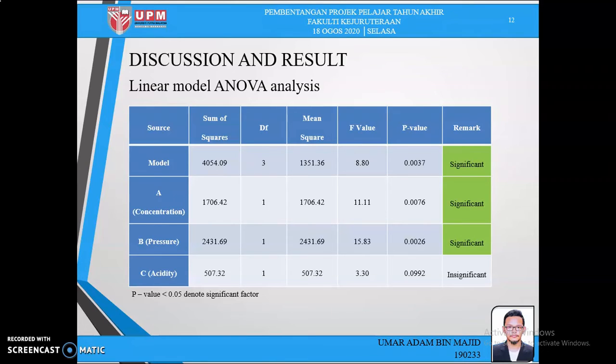This is the result of the ANOVA analysis. In this ANOVA analysis of the linear model, the factors are tested independently without taking into account the interaction between the factors. So the factors are analyzed independently. Hence, the result is similar to OFAT, where the acidity factor is insignificant to the rejection of copper.